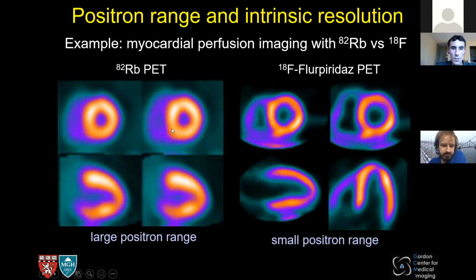Okay, so the wall here of the heart appears wider than it really is because, although you have radio tracer molecules that are in the wall, the positrons that are emitted are not annihilating inside the wall. They are annihilating around it, and that's why you have a blurring of your image. So you can see that the F18 image has a much thinner apparent wall, and also you can see the right ventricle here that you cannot even distinguish in the rubidium-82 image. Okay, so really a big issue, the positron range for rubidium studies, not so much for F18.